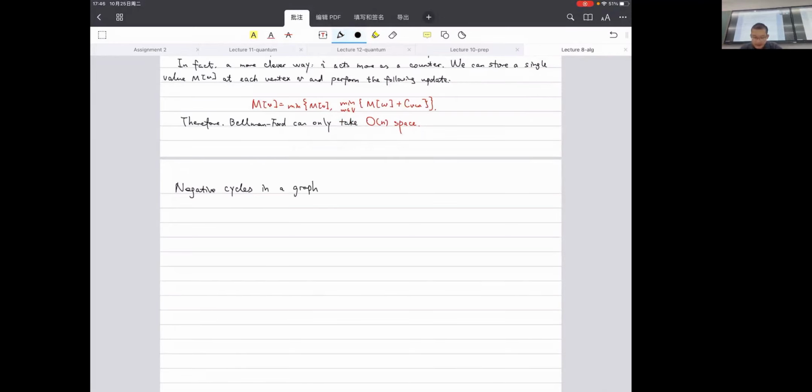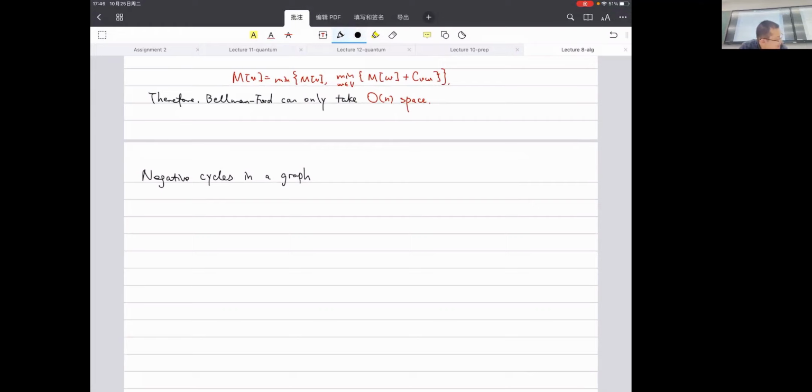We have been discussing this shortest path problem a lot, and it is not very hard to see from our observation above that finding the shortest path only works when the graph does not have negative cycles.